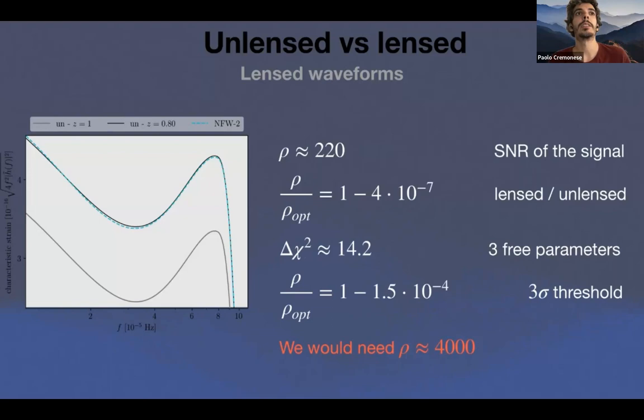Here we can see that the signal-to-noise ratio is 220, and the match is quite high, 1 - 4 × 10⁻⁷. For the Navarro-Franck-White model, we have three parameters, and the threshold is set by this delta Q square and by the SNR value. Since the match between the signals is higher than the threshold value, we are not able to distinguish these two signals. In fact, we would need an SNR of 4,000 to do so.